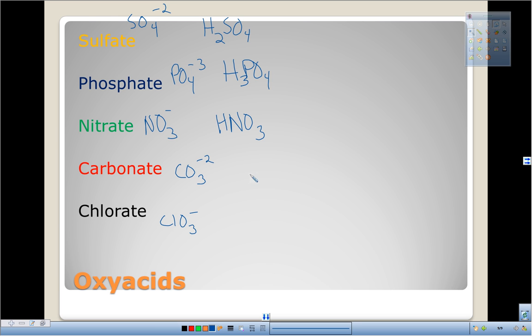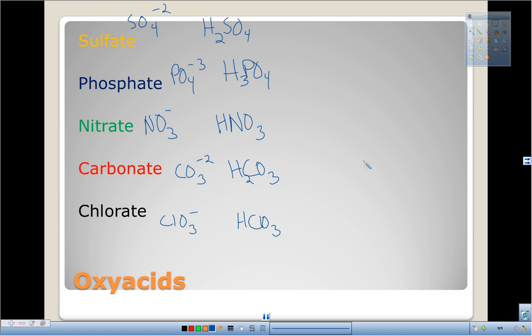If I have carbonate and charge of -2, Cade, how many am I going to need? How many hydrogens? You starting to see a pattern here? You like it? Yeah. I'm so glad you like it. ClO3 is a -1 charge. Kaylina, how many hydrogens am I going to need if I have a -1 charge? Yes, 1.